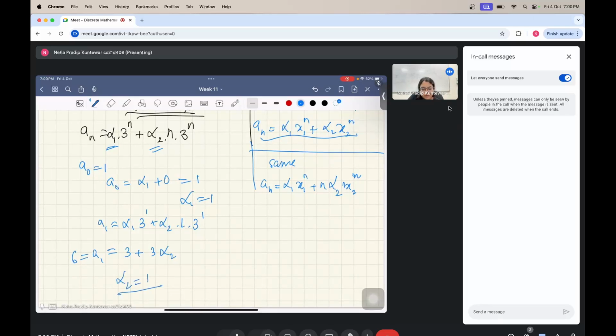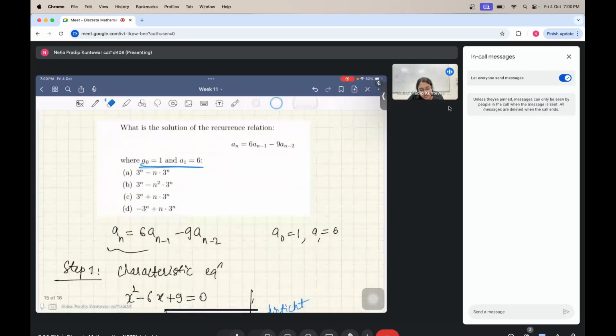So alpha 1 and alpha 2 are both 1, therefore this gives a_n is nothing but 3 to the n plus n times 3 to the n. So the answer to this is C. So I hope that was clear.